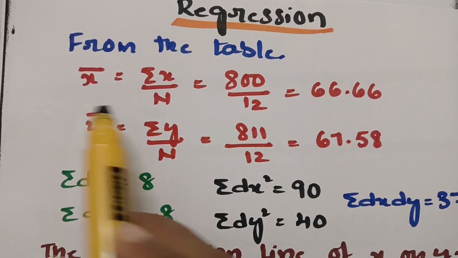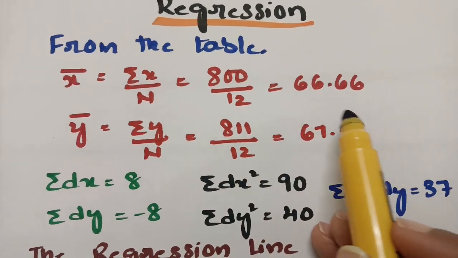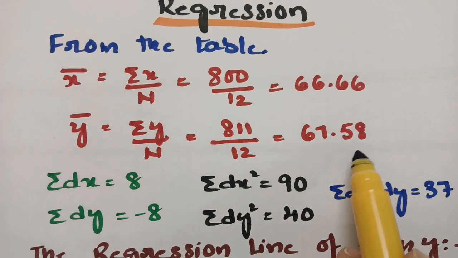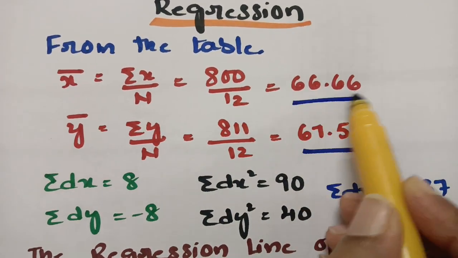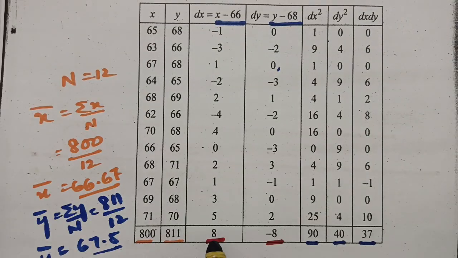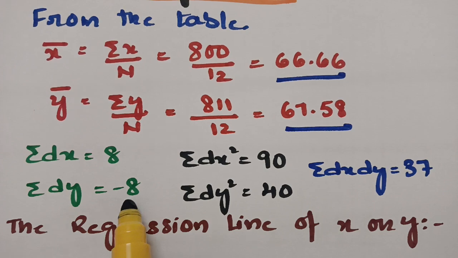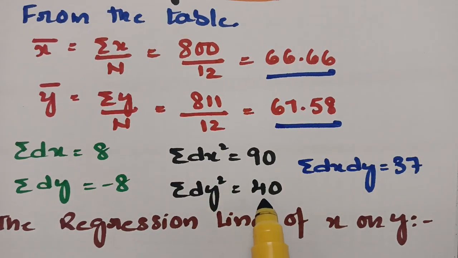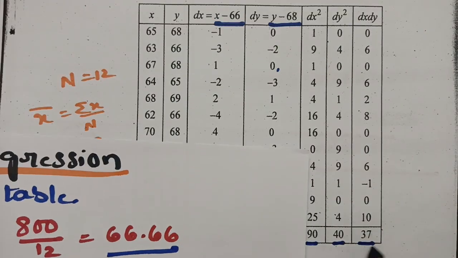So x bar is equal to sigma x by n, that is 800 by 12, that is 66.66, and y bar is equal to sigma y by n. So this is 67.58, this is 66.66. See from the table, sigma dx is 8, sigma dy is minus 8, sigma dx square value is 90, sigma dy square value is equal to 40, and sigma dx dy value is equal to 37.